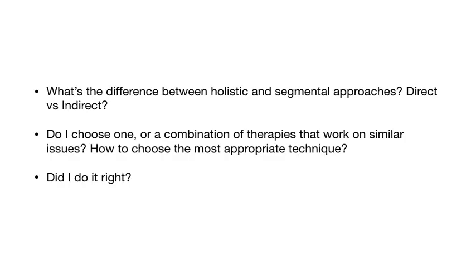Okay, so what's the difference between holistic, segmental, direct versus indirect? I hope I've cleared that up. Do I choose one or a combination of therapies to work on similar issues? I would choose what works. So, for example, if I want to work on achieving better vocal fold closure, I might try a glottal stop, or I might try SOVT. And the one in which the patient or the client is stimulable is the one that I would choose. Okay. I would then develop my treatment around that.